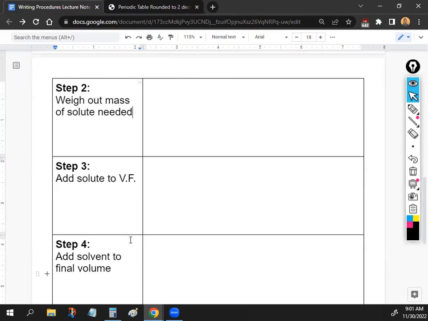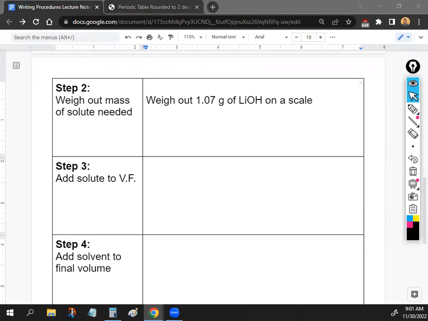Okay, so if you take a look back at the warm-up problem, how much of the solute did we need in order to make the solution? What's the grams of solute that we found? Yeah, 1.07, right? So we're going to write: weigh out 1.07 grams of LiOH, the chemical we're working with, on a scale. Okay, so that's going to be step two.